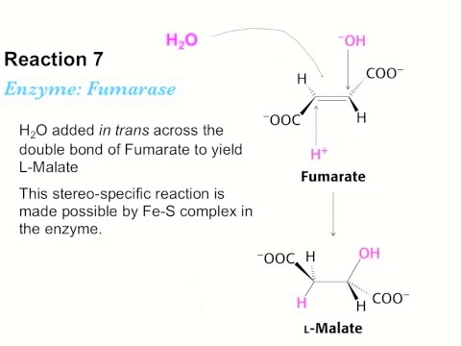The fumarase enzyme adds water in trans across the double bond of fumarate to yield L-malate. This is a stereospecific reaction, which is made possible by an iron-sulfur complex within the enzyme. It is important to get the stereospecificity of this reaction right, and so this enzyme has an iron-sulfur complex that helps to position these reactants for proper addition of water across the double bond.